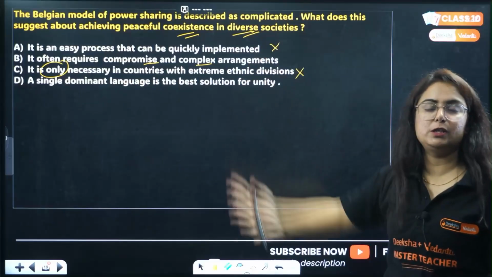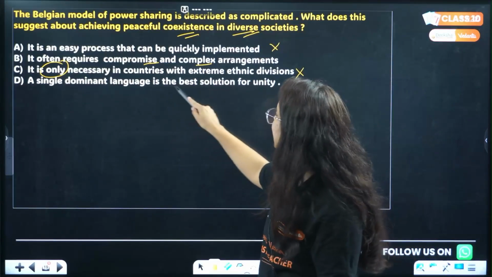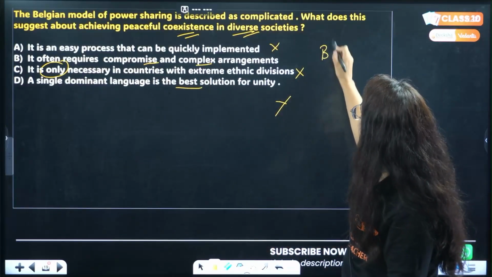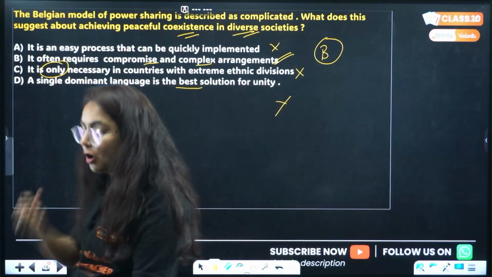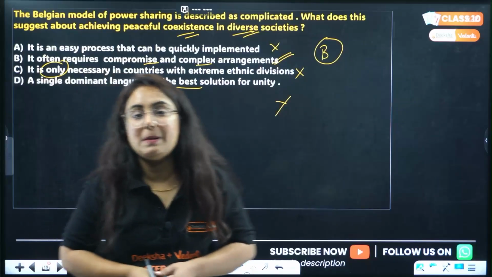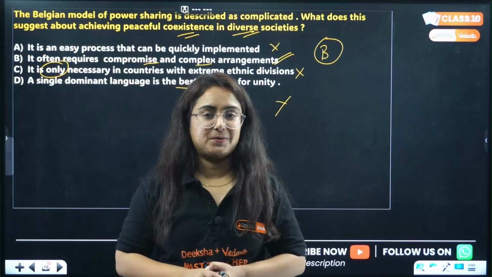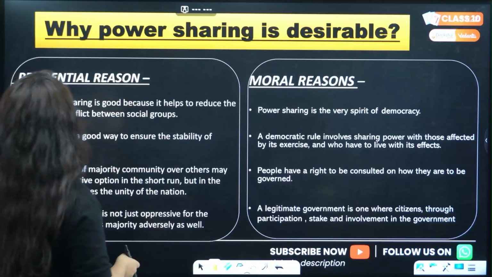We have extreme divisions as a nation, right? A single dominant language is the best solution for unity. No. So B is the correct answer to this question. Whenever we accommodate different languages and different communities, there are compromises to be made in the nation. Complex arrangements are to be made in the nation. Okay, so here is the answer, B.